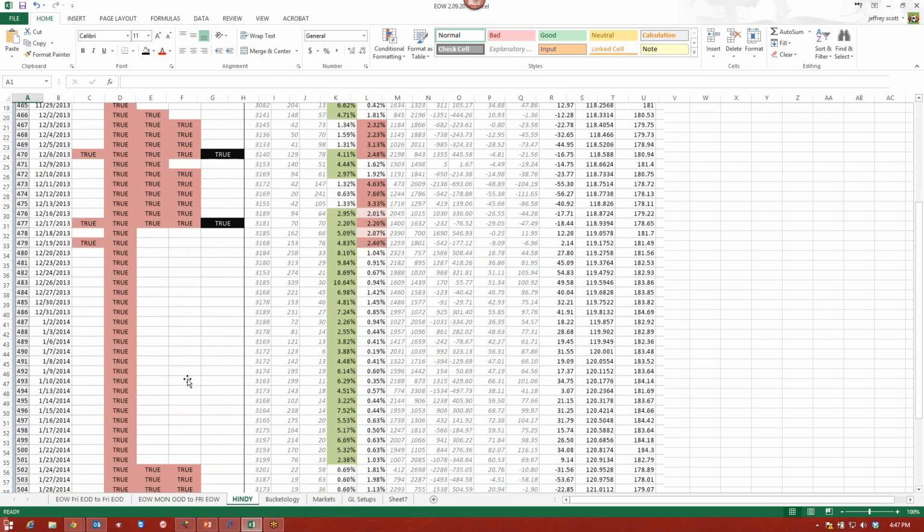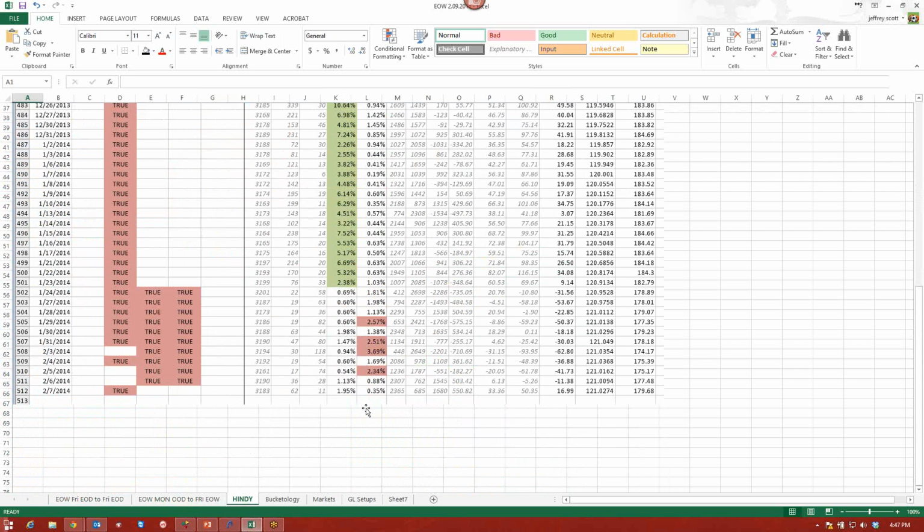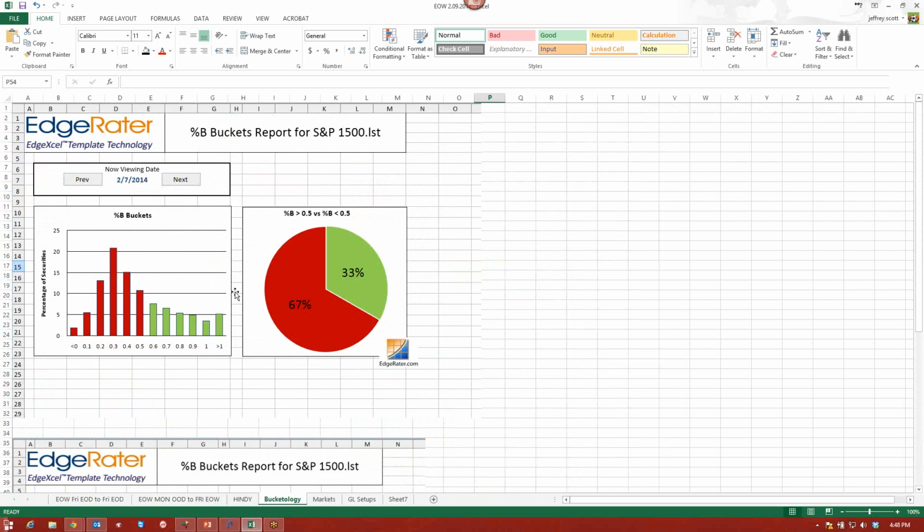The Hindenburg did not fire, which is good to see. We've seen, hopefully, the new highs bottom and start to go up, and the new lows starting to head back down. We did not trigger a Hindenburg with this. Bucketology: still the majority of stocks in the S&P 1500 are below the midline of their Bollinger Bands, which is a bearish sentiment. But as I'll show you, this number's actually come up some. And to me, it's the trend that matters.